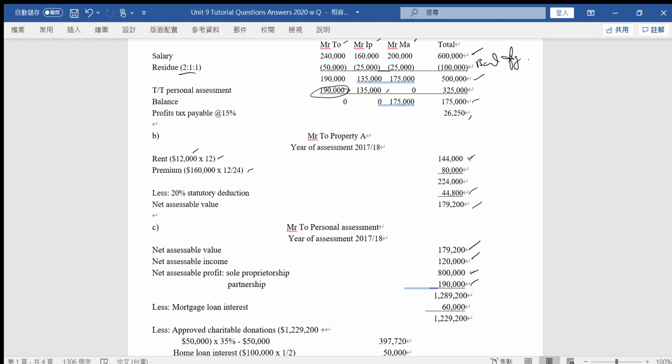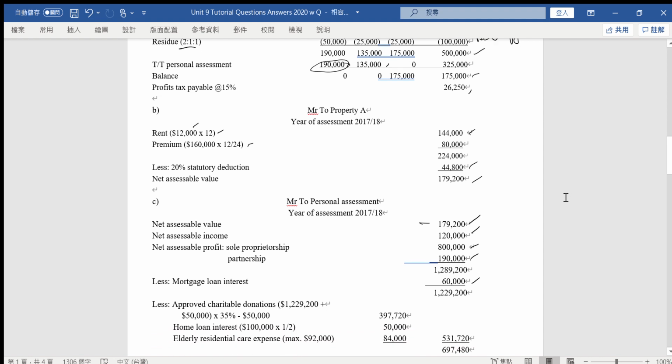After we have added up all the income, now we will start to deduct the expenditures or expenses. This one will be related to the rental income of property A, and the mortgage loan interest. According to the question, it is 60,000. Then you can deduct in full because the net assessable value is that amount, and you can deduct the mortgage loan interest in full. Then we will work out the approved charitable donation, whether that is over the limit or not.